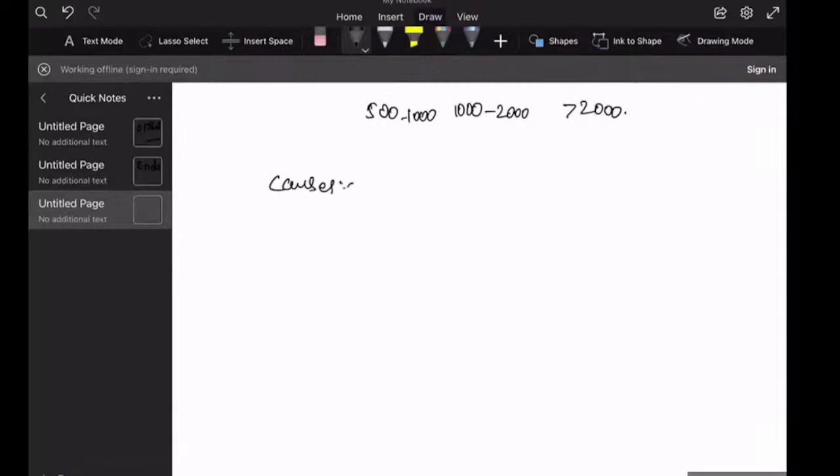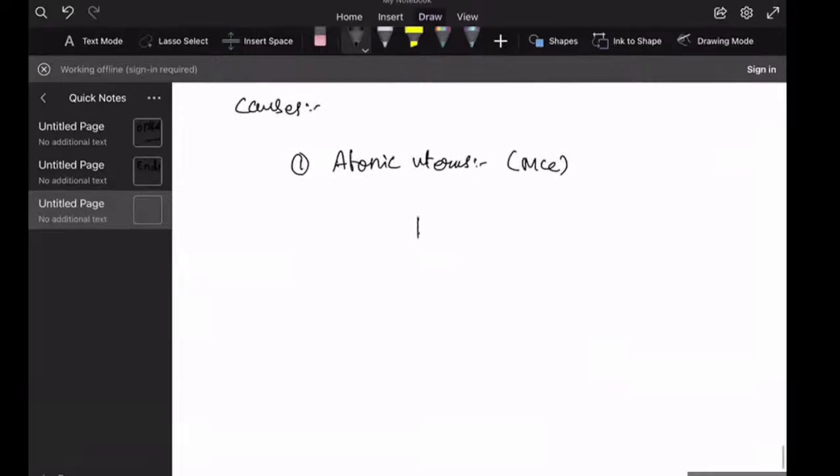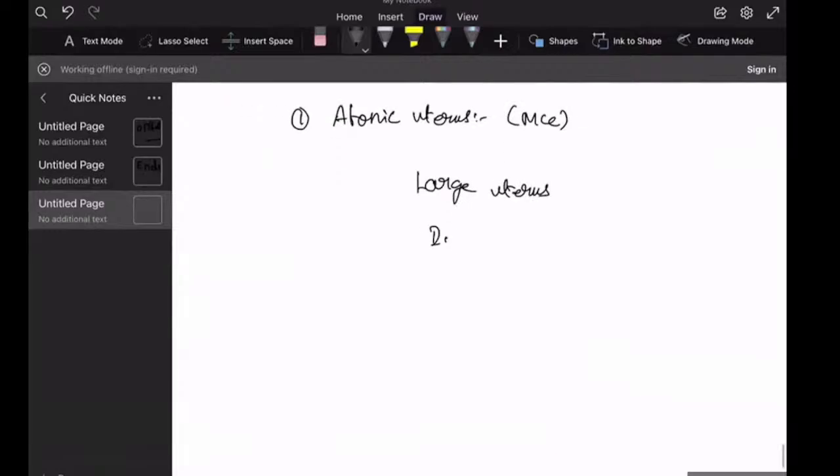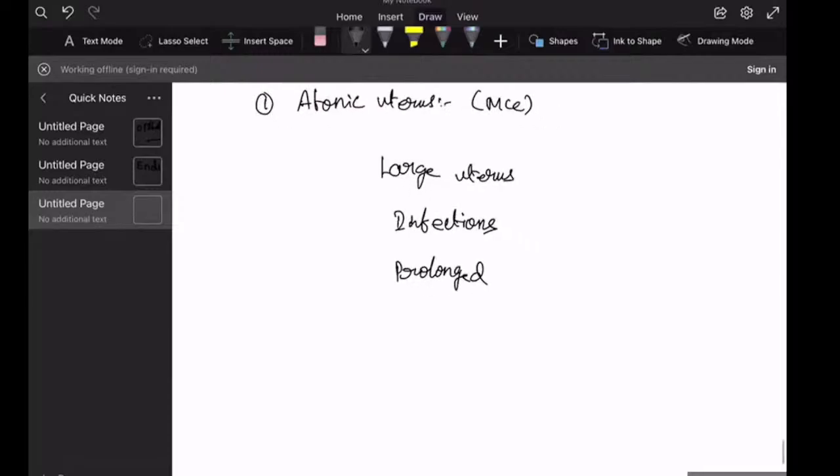Causes of postpartum hemorrhage: atonic uterus is the most common cause. If there is a large uterus, infections, or if there is a prolonged labor, the uterus can lose its tonicity, leading to an atonic uterus and failure of clot formation or failure of contraction of the uterine vessels, leading to postpartum hemorrhage.